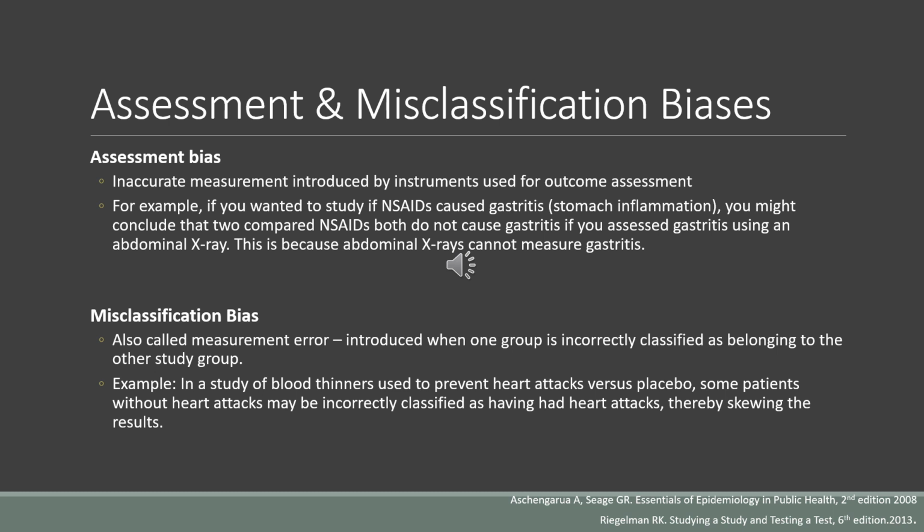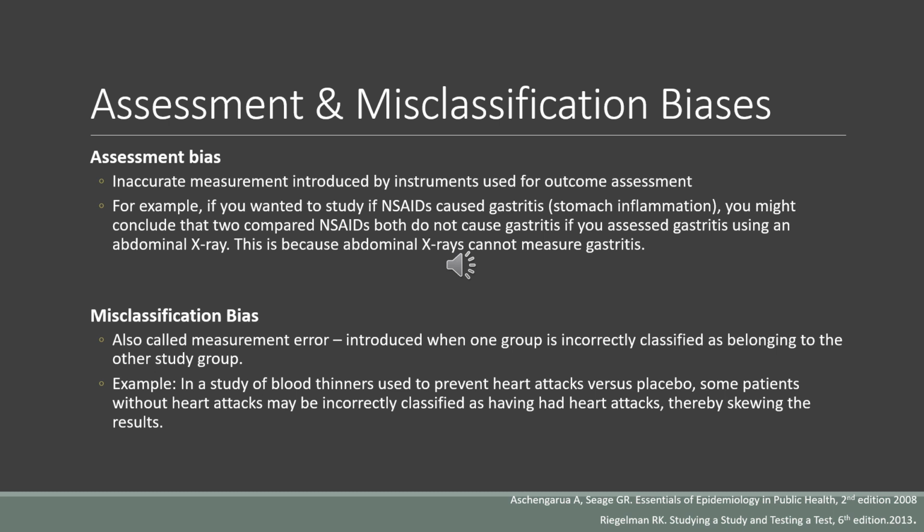Misclassification bias, also sometimes called measurement error, is introduced when one group is incorrectly classified as belonging to another study group. Say, for example, in a study of blood thinners used to prevent heart attacks versus placebo, some patients without heart attacks may be incorrectly classified as having had heart attacks. Thereby, you put patients who had one outcome into the other outcome group, which can skew your results.